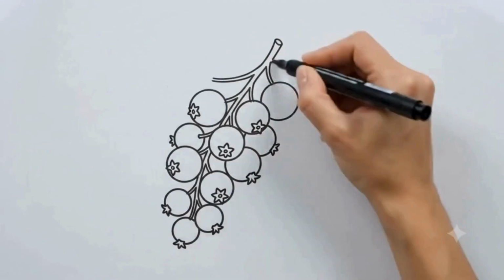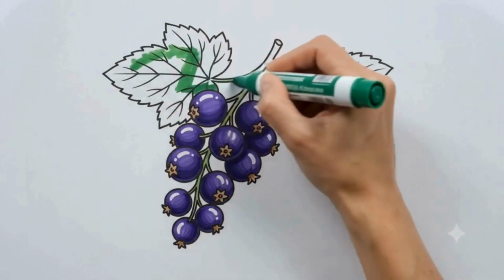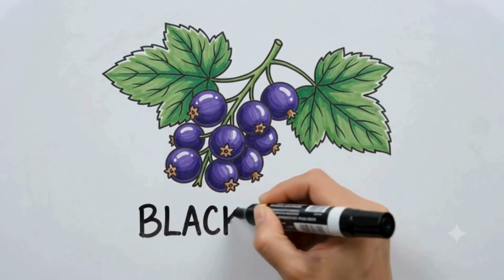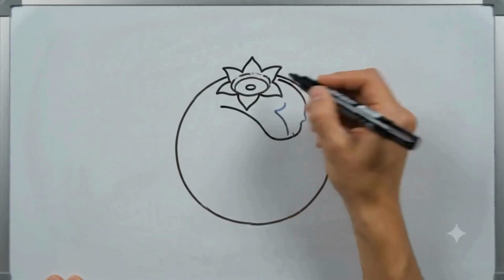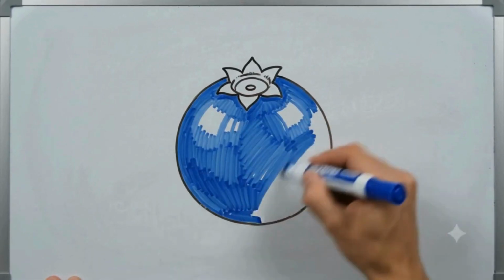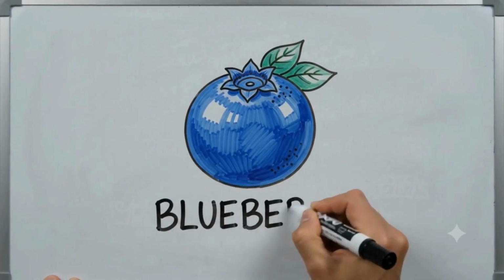Blackcurrant is purple in color. Blueberry is blue in color.